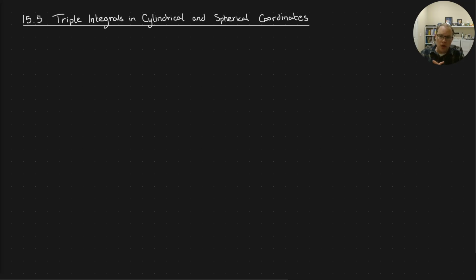In this section, we are going to talk about triple integrals in cylindrical and in spherical coordinates. Now, when we talked about double integrals, we learned that we can integrate them over rectangular coordinates. It's kind of the usual thing we do. But we also saw that in certain circumstances, it is useful to integrate a double integral over polar coordinates. In this section, we're doing the same thing with triple integrals.